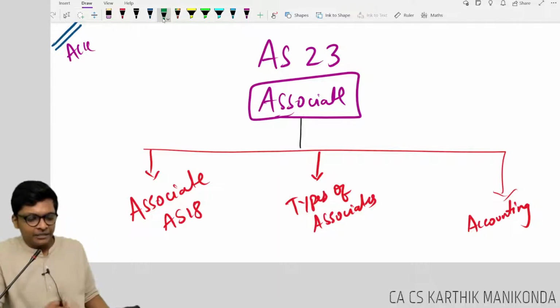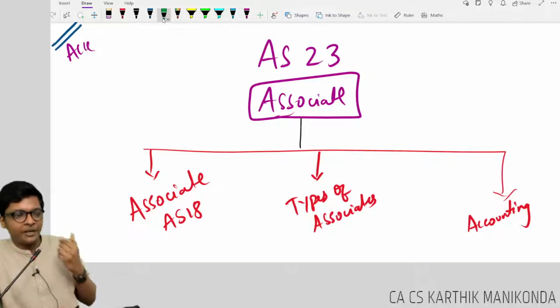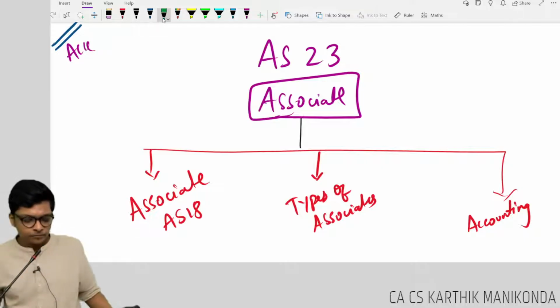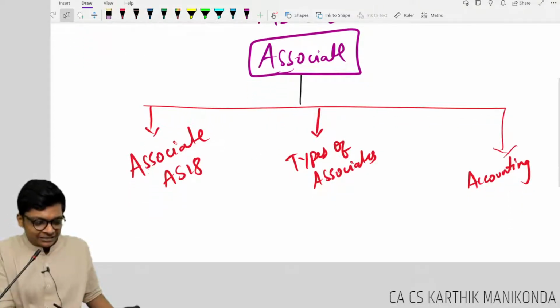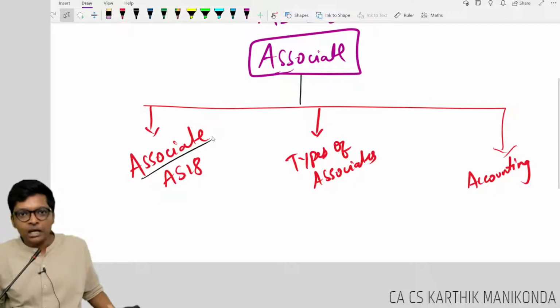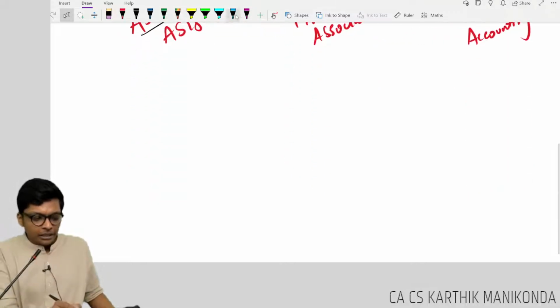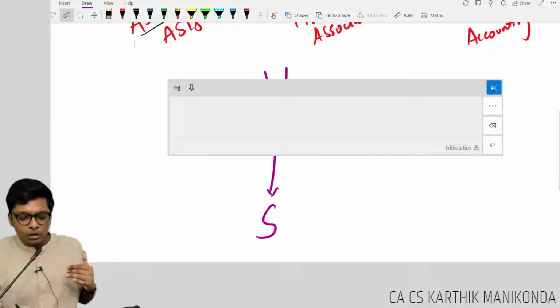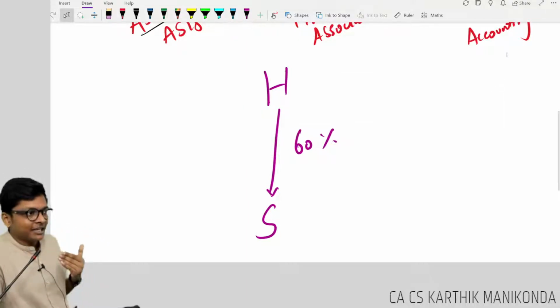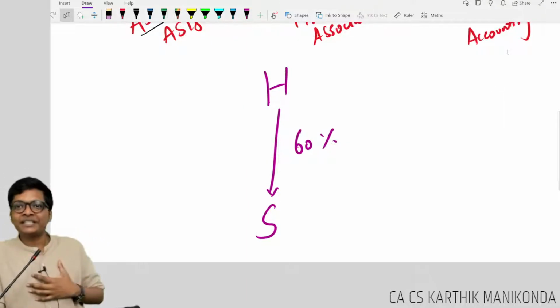In our study material we have 4 illustrations apart from MCQs, correct? I think 4 illustrations or 5 or 6, whatever guys, we will do all of them today. This is the chapter overview. So first let's understand what is an associate. If a company H has, let's say, 60% share capital in S, it becomes a holding company, and the relationship is a holding and subsidiary relationship.